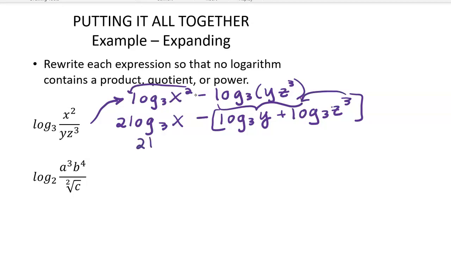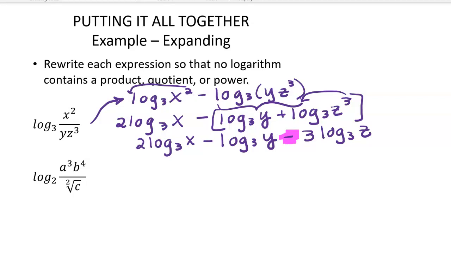So it'll be 2 logarithm base 3 of x minus logarithm base 3 of y minus 3 times the logarithm base 3 of z. Okay, so be careful. This is a very common spot where students forget that subtraction. So watch out for that.